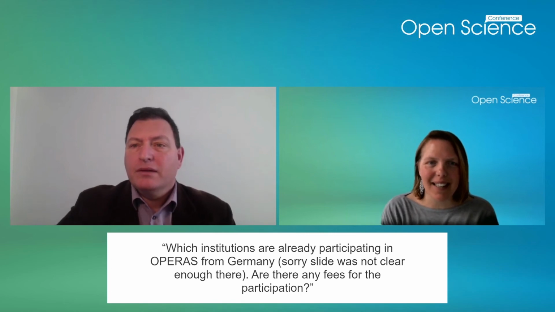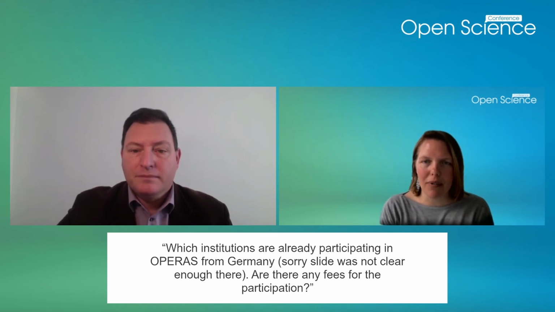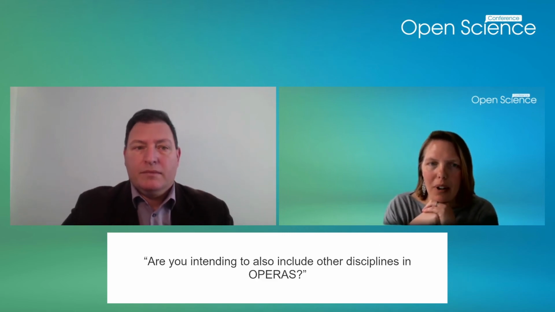So the question I can see is which institutions are already participating in OPRAS from Germany? Because the slide one was not clear enough. Are there any fees for the participation? So there are several ways to be a member of OPRAS. So in Germany, we have the core member. So the member who is part of the Executive Assembly is the Max Weber Stiftung, based in Bonn. But we have several other organizations in Germany, and maybe I can mention the other main one, which is the Göttingen University. And I'm sorry, I don't have in mind all the other ones, but you can have the full list on the OPRAS website.